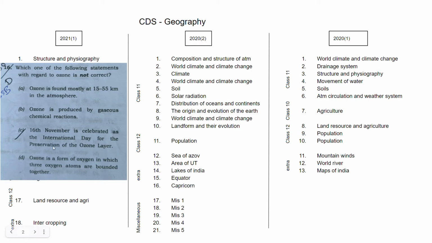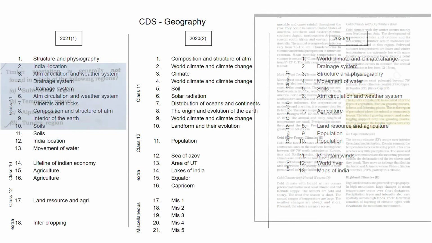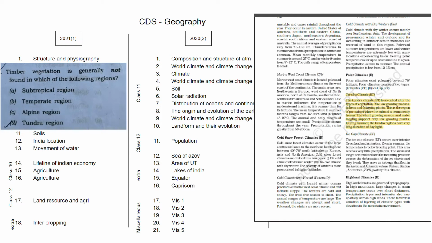Now moving next, we have world climate and climate change. Timber vegetation is generally not found in which one of the following regions? The options are: subtropical region, temperate region, alpine region, tundra region. Now this is a question from world climate and climate change. Tundra climate is named after the type of vegetation, like low-growing mosses, lichens and flowering plants.